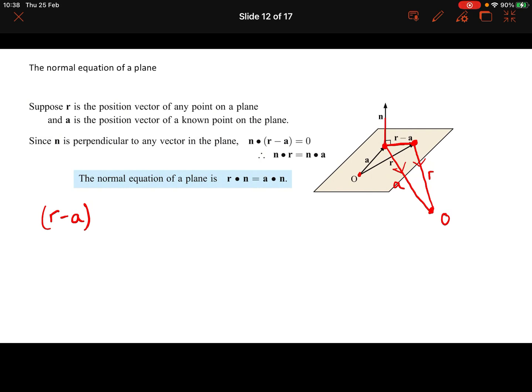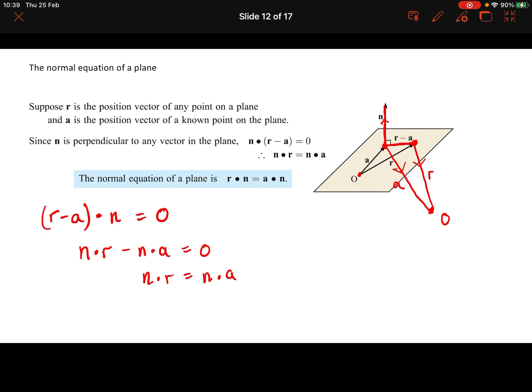Now, what I know is that the normal dotted with R minus A, because it's a normal, must be equal to 0, because any two perpendicular vectors have a dot product of 0. And just a little bit of algebra tells me that this is going to be n dot R minus n dot A equals 0. And so then rearranging, n dot R is equal to n dot A.